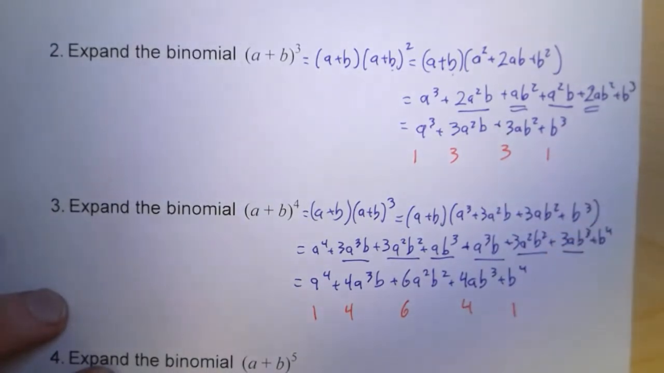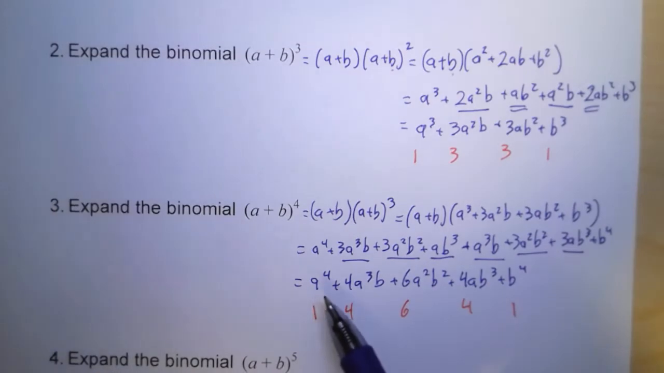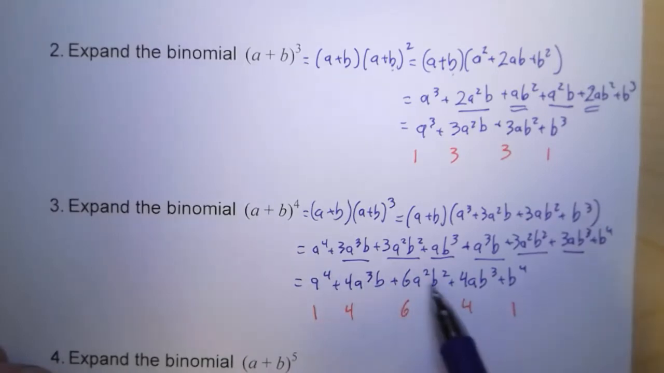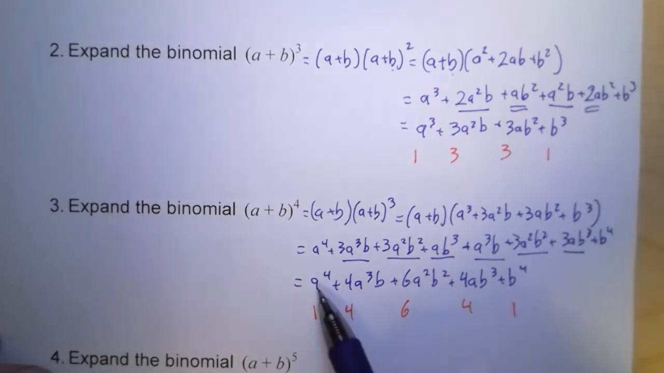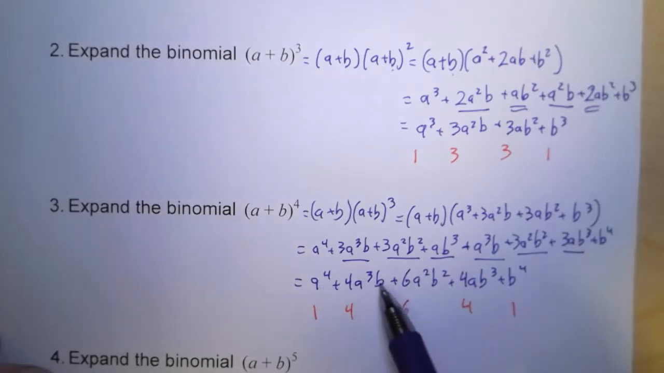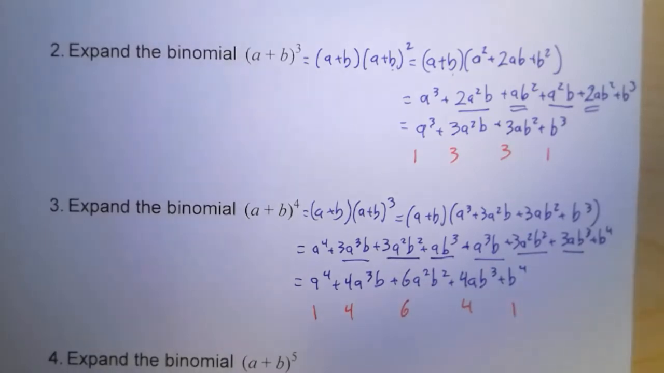Now notice that the way I'm writing it is very deliberate because we want to write it with one power going down. So here a starts with a to the fourth, then a cubed, a squared, a, and then it's not there. Whereas b isn't here at first, but then it's b, b squared, b cubed, and then ultimately b to the fourth power.